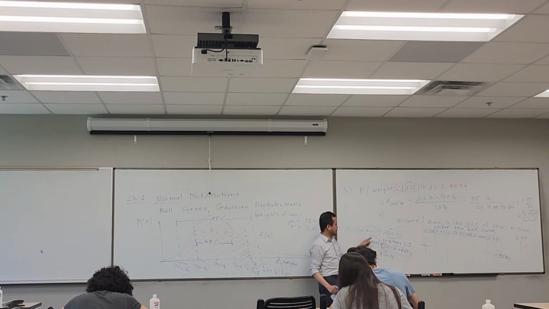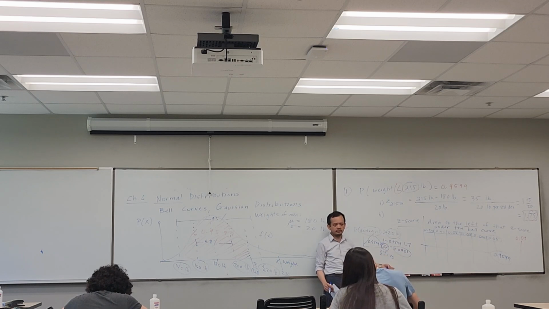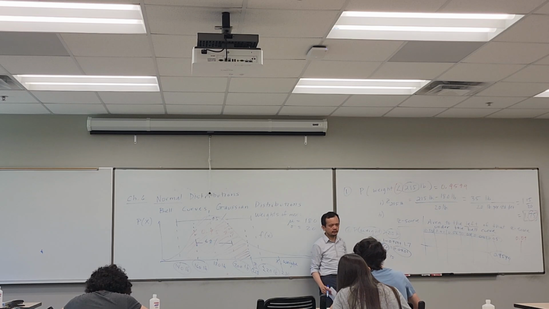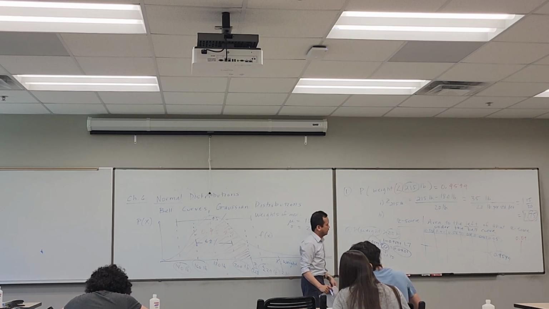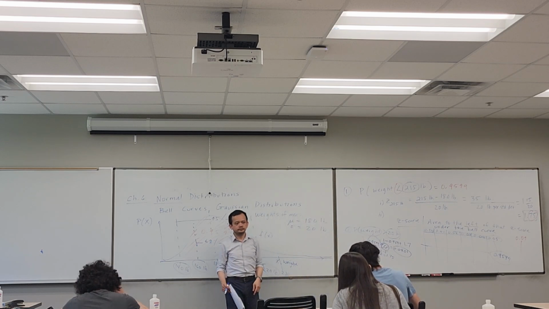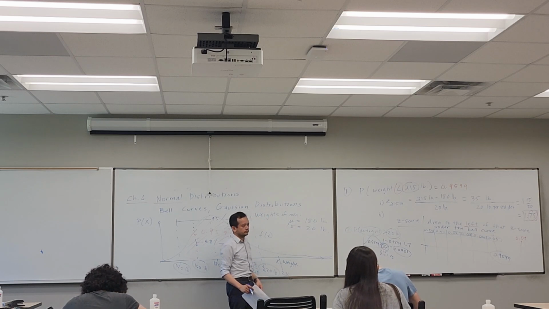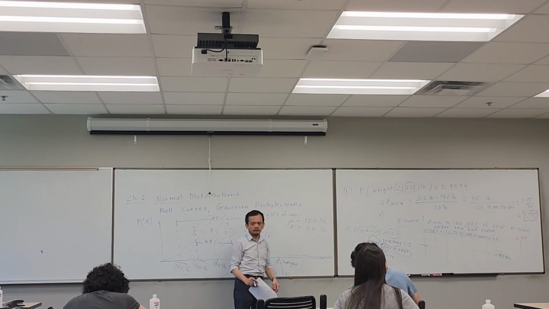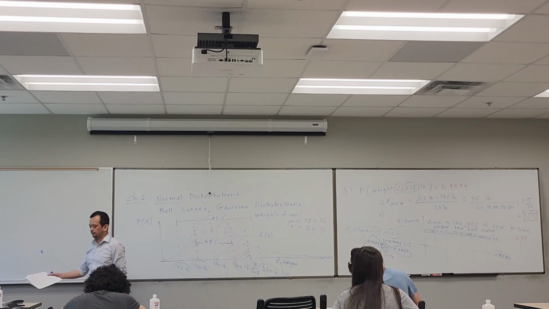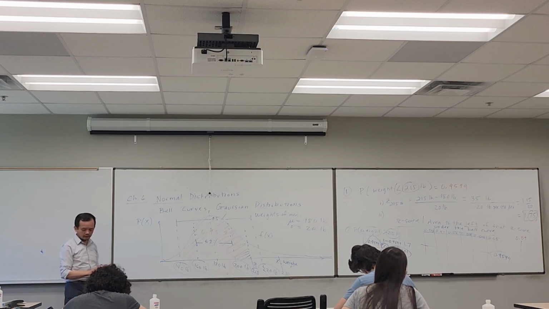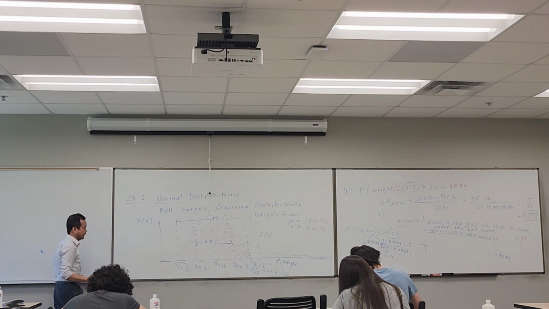So what this means is the probability of a man's weight being more than 215 pounds is 0.04. That means 4% of the time a man will have a weight that is more than 215 pounds. Any questions? Okay, so now let's continue with the next related example.